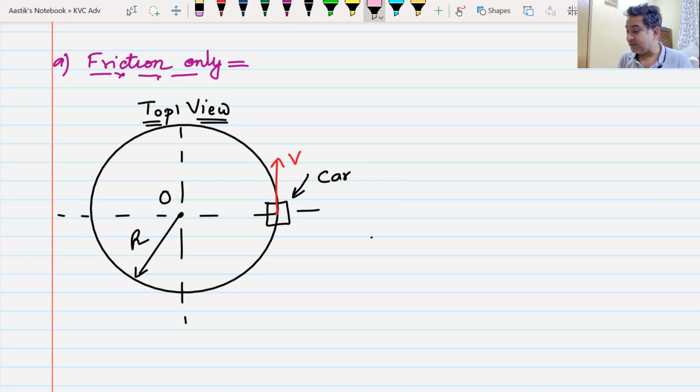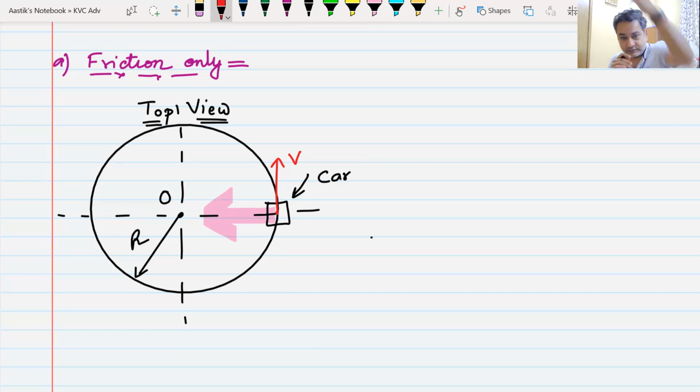Who is that someone? Who is that something? That someone is friction and that something is centripetal force. Someone must provide it with something. So friction must provide it with this frictional force which will be directed towards the center. What type of friction will act between the car? It's not the car, it's the wheels of the car and the road. What type of friction exists between the wheels of the car and the road?